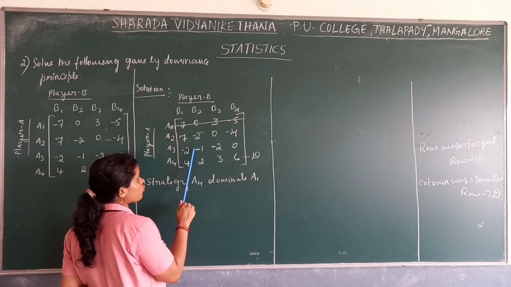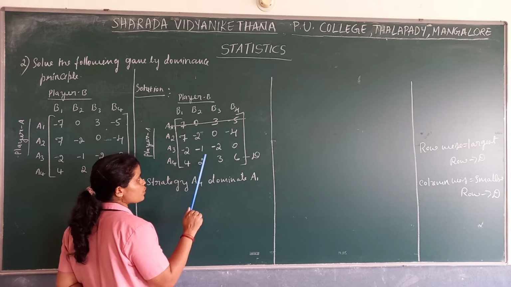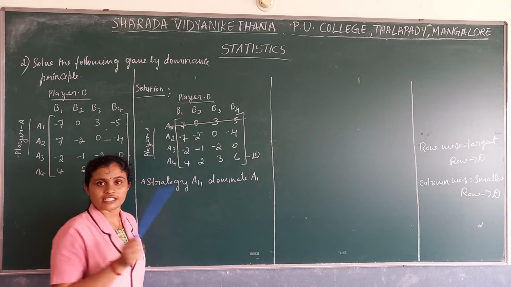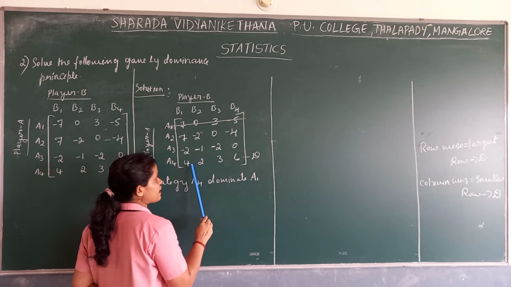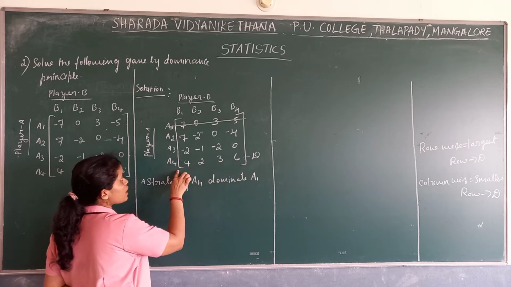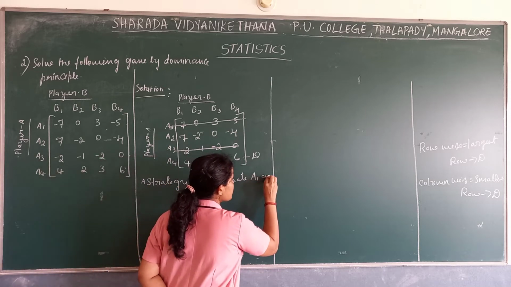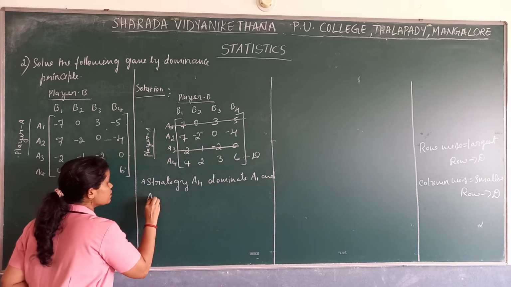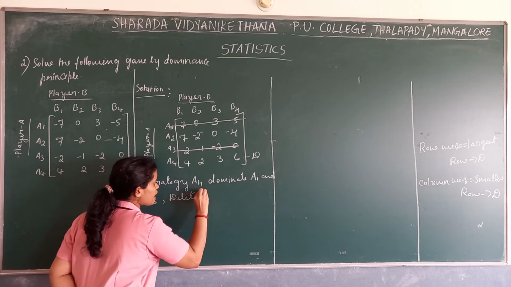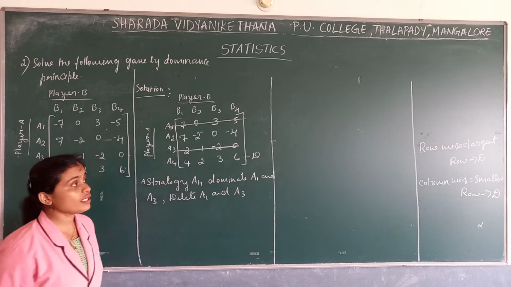Now we are checking A4 with A3. -2, 4: 4 is greater. -1 and 2: 2 is greater. -2 and 3: 3 is greater. 0 and 6: 6 is greater. Here also we can get that this dominates this one. So strategy A4 dominates strategy A1 as well as A3. So delete A1 and A3.